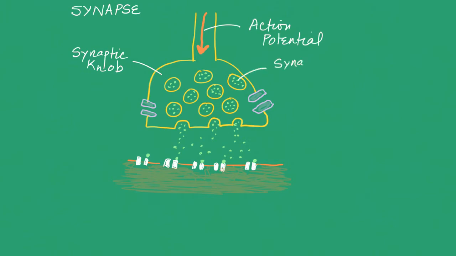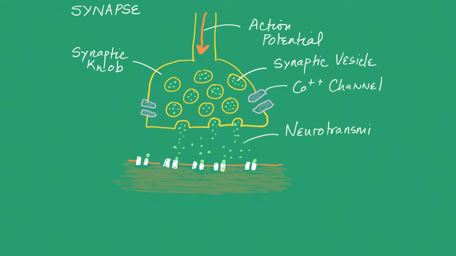The synaptic knob contains synaptic vesicles. Vesicles are small packages that are carrying something. In this case, they are carrying neurotransmitters. There are calcium channels, voltage-gated calcium channels, that respond to the changes in voltage. The neurotransmitter is released into the synaptic gap. This synaptic gap is also called the synaptic cleft.